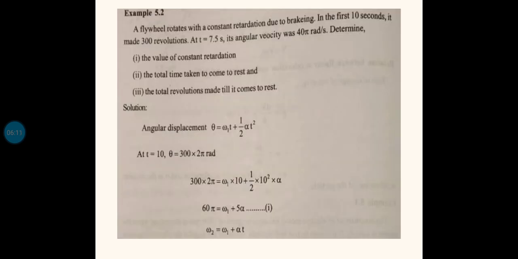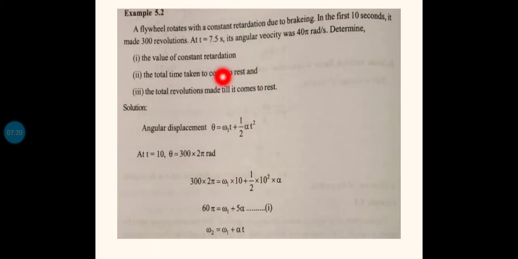Now the second part we want to find is the total time taken to come to rest. The body is finally coming to rest, that means the final angular velocity in the second case is 0. The initial angular velocity at the starting of the rotation is 100 pi radian per second and the final angular velocity is 0. Here omega 0 is 100 pi, omega is 0, and alpha is constant, which we have already found, minus 8 pi radian per second square.